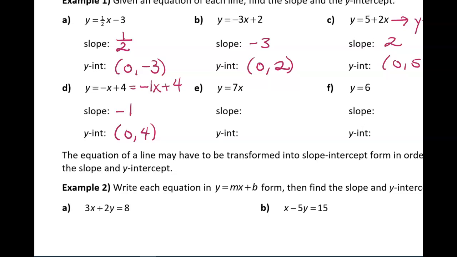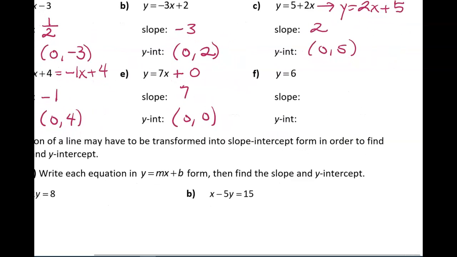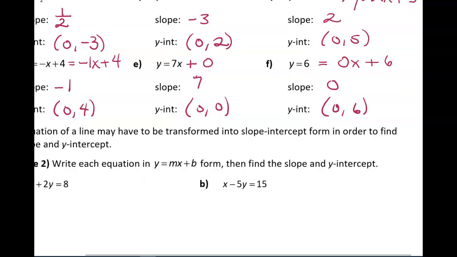In E, we see y equals 7x, but we don't see plus anything. That means 0 must have been added to it, so our slope is 7, and the y-intercept is the point (0, 0). In F, you don't see an x term. So what that means is that y equals 0 times x, which is 0, plus 6. So our slope is 0, and the y-intercept is the point (0, 6).